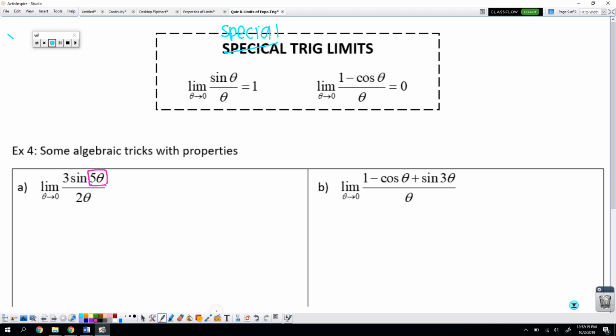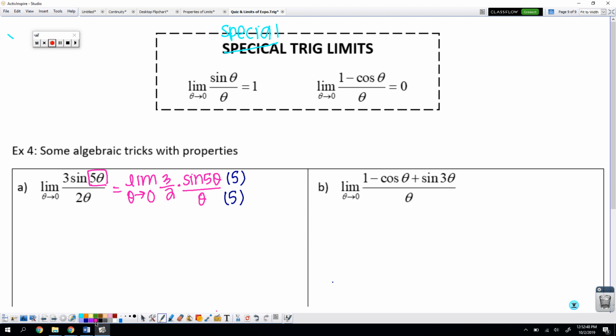So what I'm going to do is write it like this. I'm going to write the limit as theta approaches 0 of 3 over 2 times sine 5 theta over theta. Now, you might be asking, why is this helpful? Because we still have a problem here. We still don't have 5 theta. So on the top and the bottom, we need to multiply by 5. Multiplying by 1 doesn't actually hurt anything.